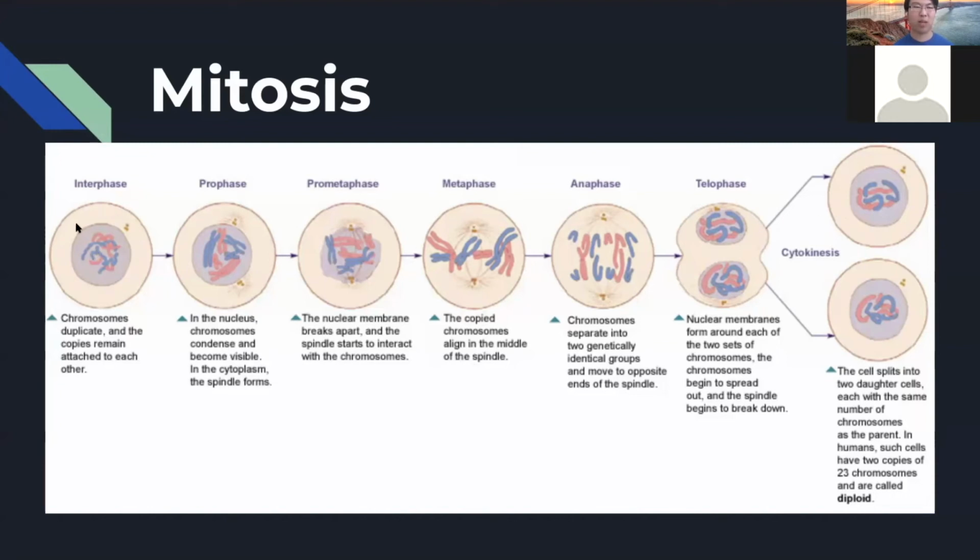So again, you duplicated the DNA essentially. You have all the DNA lined up in the middle, and then you split the chromosomes, and then they each form their own new nuclei, and the cell splits in half in cytokinesis, and it makes two new cells that have the same genetic identity.